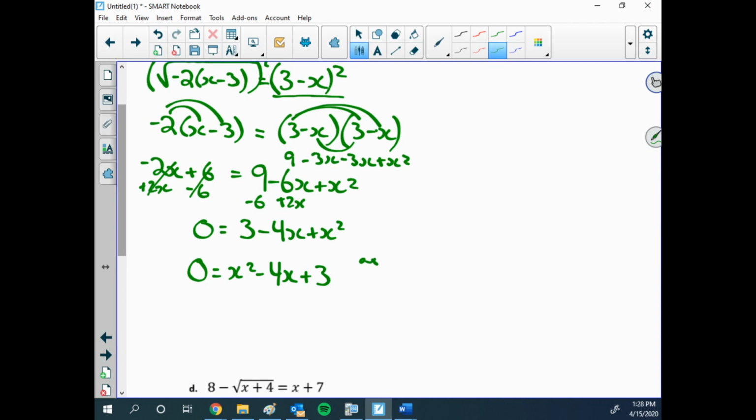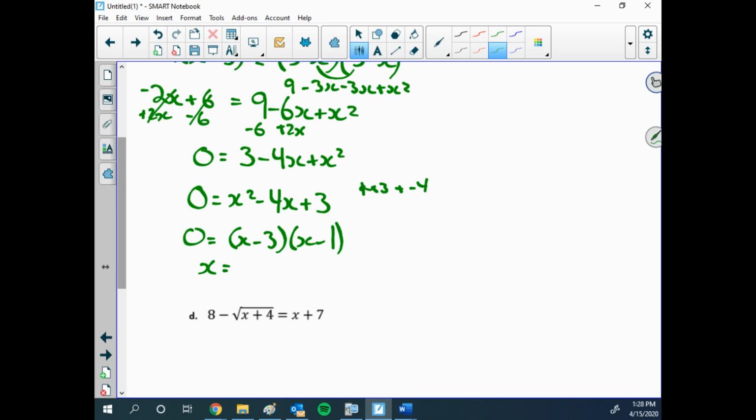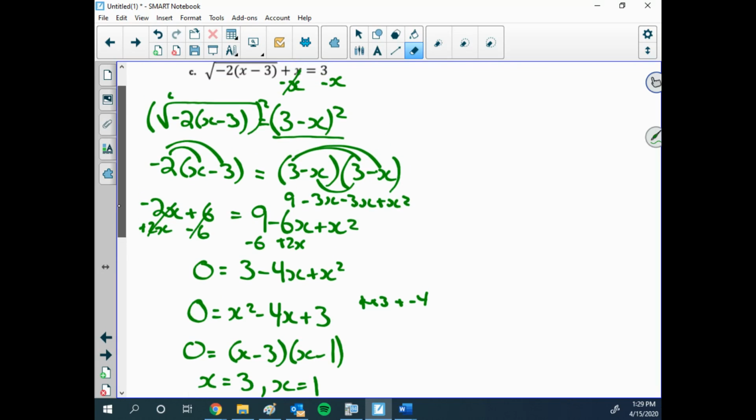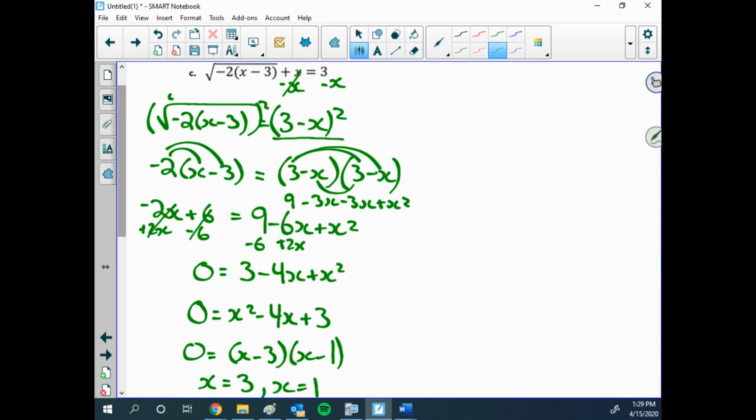I'm looking for two numbers that multiply to a positive 3 and add to a negative 4. So those factors would be x minus 3 and x minus 1. So the x-intercepts, or the values for my x, are x equals 3 and x equals 1. But I don't know for sure. I still need to check to determine if those solutions work within what I have here.